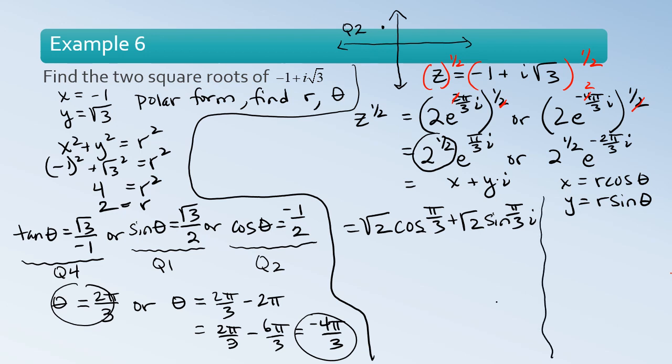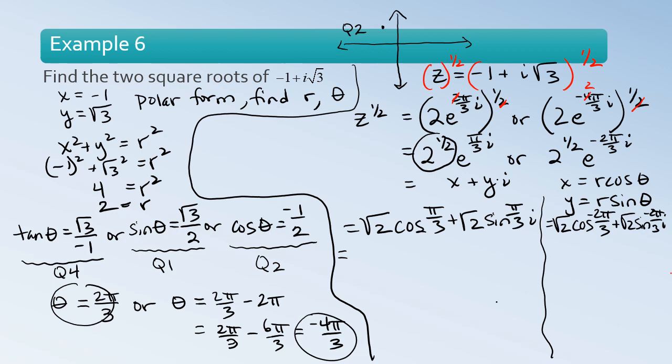Same answer on the other one, only instead of using pi over 3, I am going to use -2 pi over 3. And I'm going to try and squeeze this in. All right, there it is. I did it. And let's see, what is the cosine of pi over 3? The cosine of pi over 3 is 1/2.